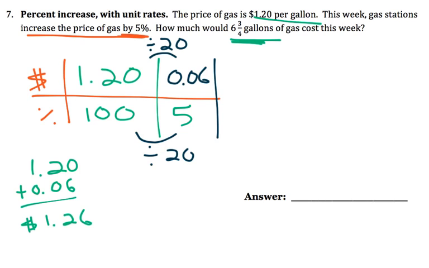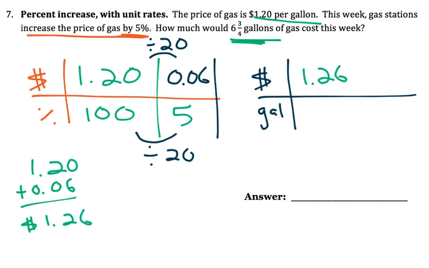Alright, now, how much would 6 3/4 gallons of gas cost this week? It's definitely tricky. But we can also set up a ratio table to do it. So we have dollars and gallons, and we have $1.26, that's the new cost of gas, and that's per 1 gallon. And then we want to find the cost for 6 3/4 gallons. So that I can use my calculator, let's say that 6 3/4 is equal to 6.75, because 3/4 and 75/100 are equivalent.